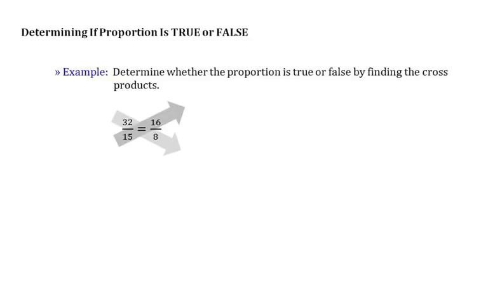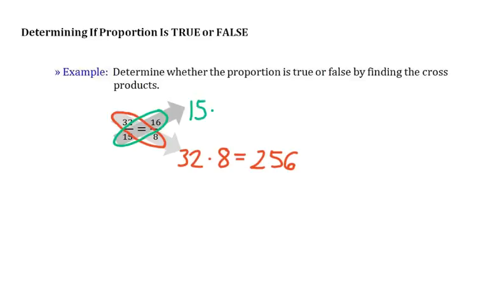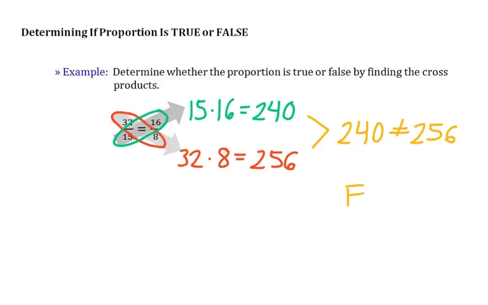So a cross product is like cross multiplying 32 times 8, and if we do 32 times 8, let's see, that'll give us 256 as that cross product. And then let's go the other way here, 15 times 16, and that'll give us 240. So in this example, because 240 does not equal 256, this means our proportion is false.